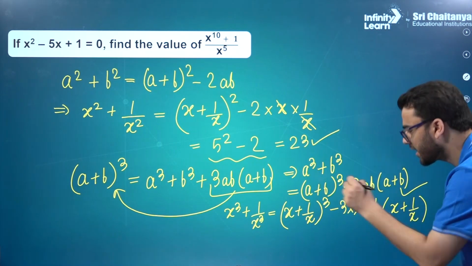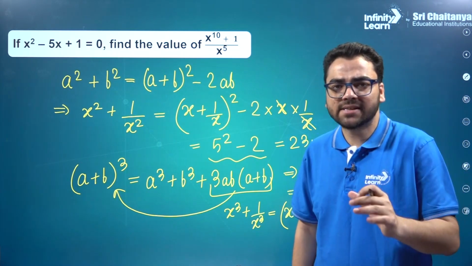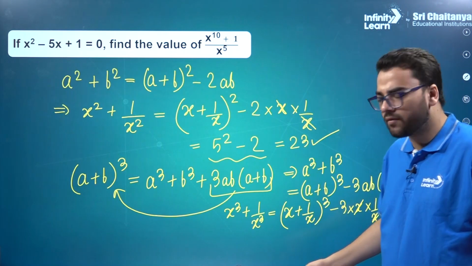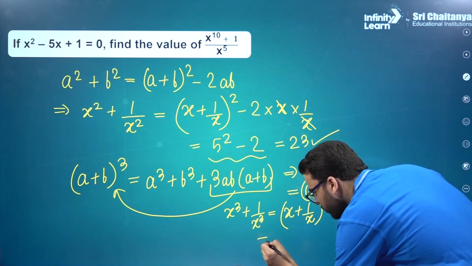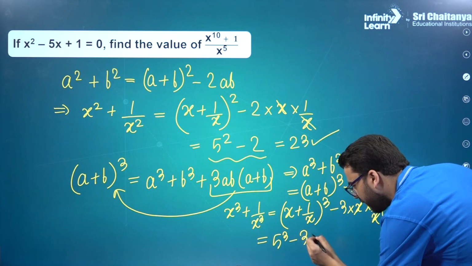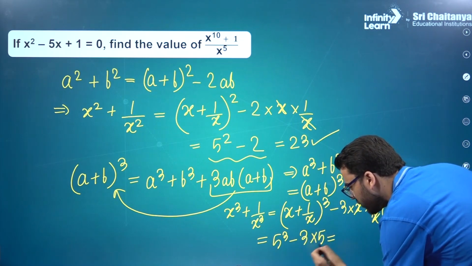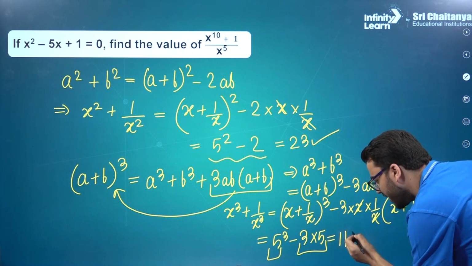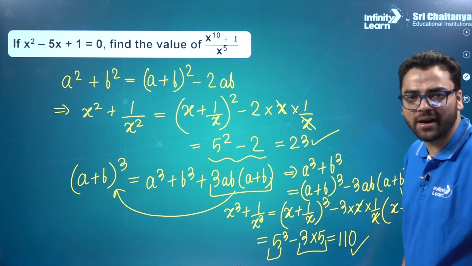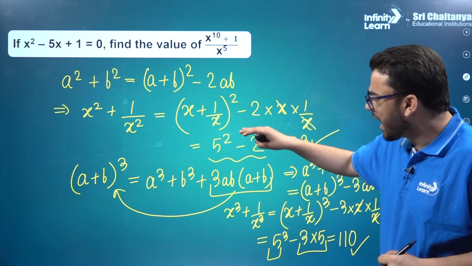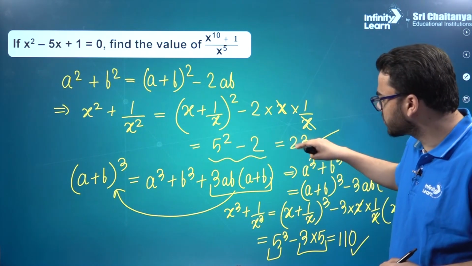So you see, this will get cancelled out. Now x plus 1 by x we already know. x plus 1 by x is equal to 5 over here. So this will be 5 cube minus 3 into 5. So what is this equal to? 125 minus 15. So that is 110. So x cube plus 1 by x cube is 110, and x square plus 1 upon x square is 23.